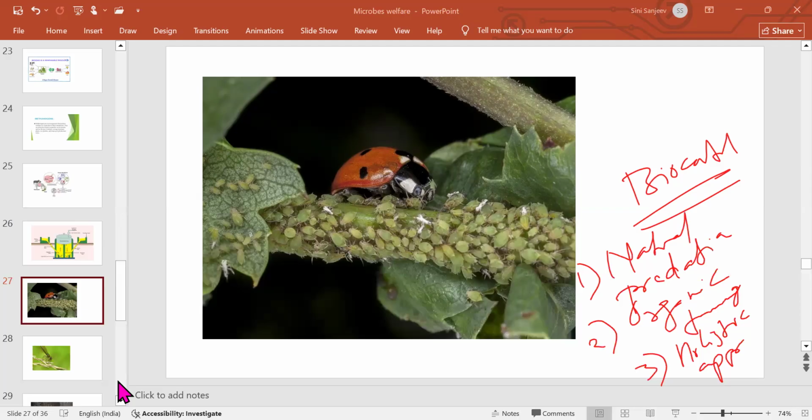So the first example, as you can see over here, is a ladybug which is feeding on what? The aphids. The small things are nothing but the aphids. So usually these ladybirds feed on them. Because of that, here there is a predator as well as the prey. The predator is the bug, and the prey is the aphids. In the same way, we have dragonflies.